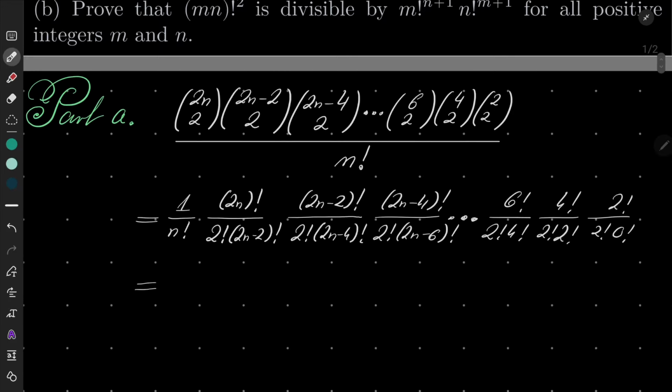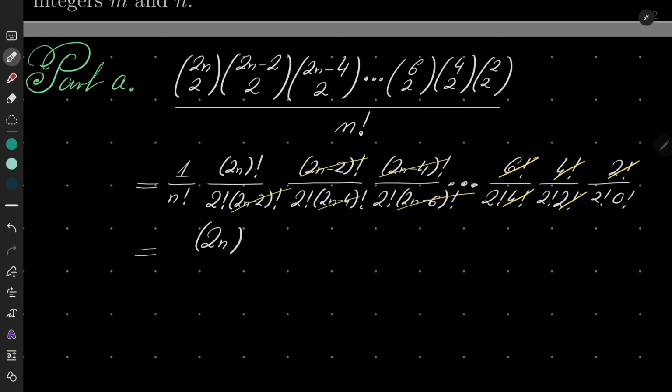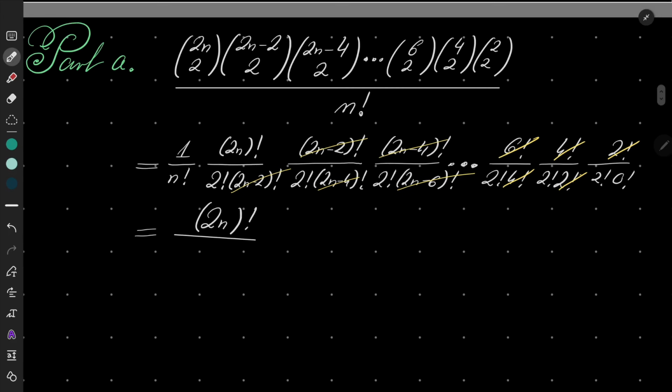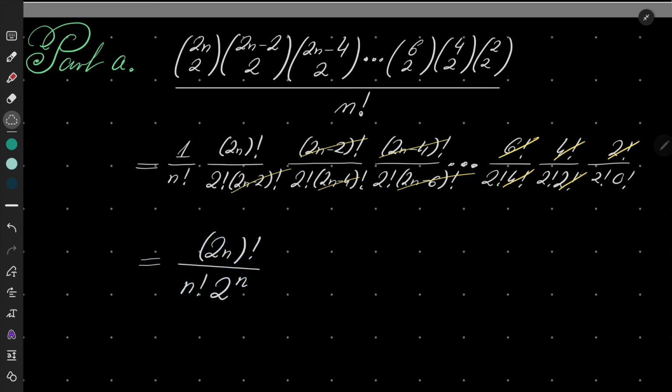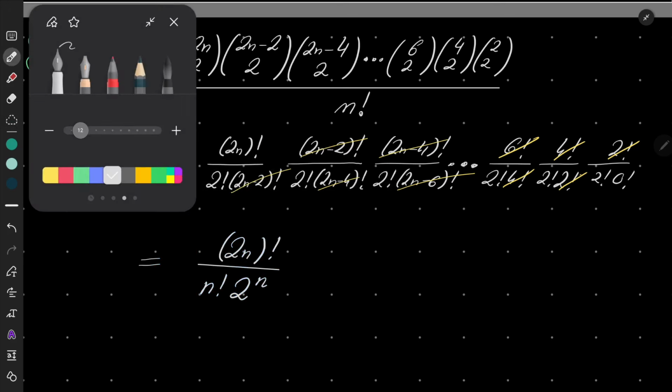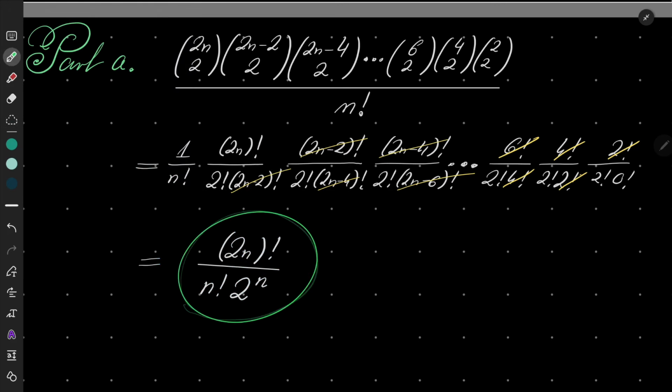And now we can simplify it greatly by noticing that this and that is gone, this and that is gone, this and then the term under our ellipsis is gone, this is gone, this as well, and this as well. So we are left with (2n)! in the numerator, and in the denominator we have n! times 2 to the power of n, because 2 factorial is just 2 and 0 factorial is 1. And that is our result. So our teams can be formed in this many ways. Very well.